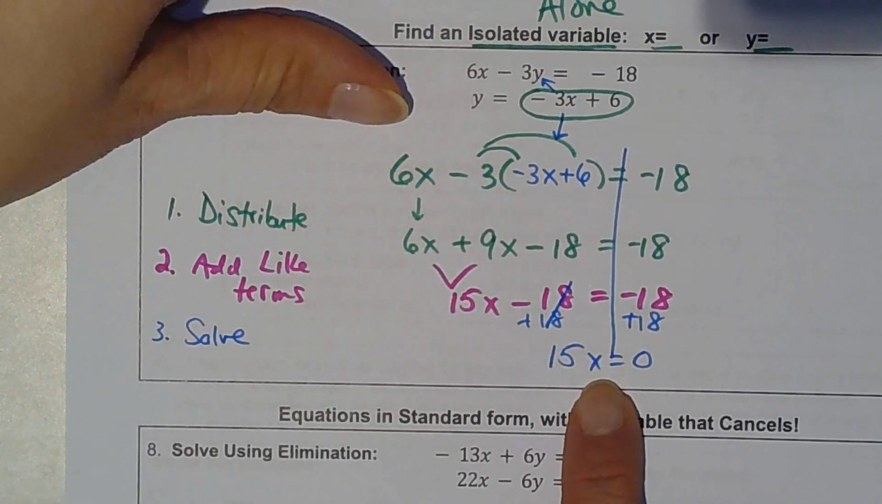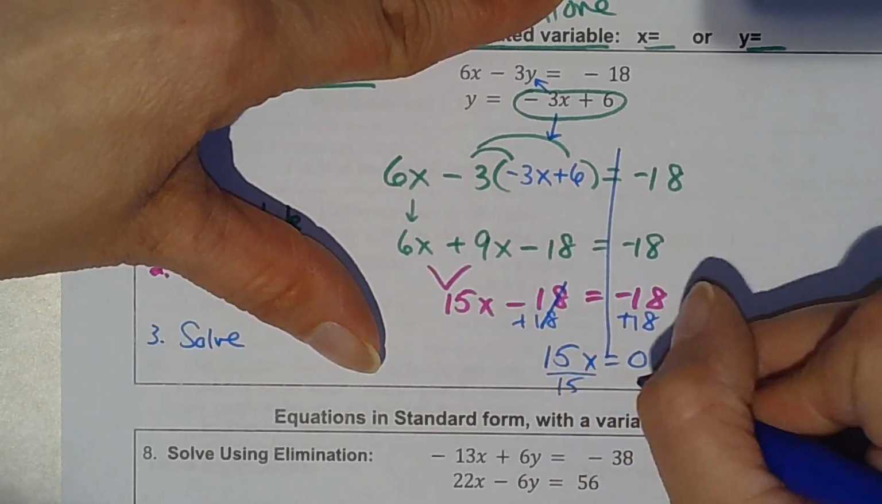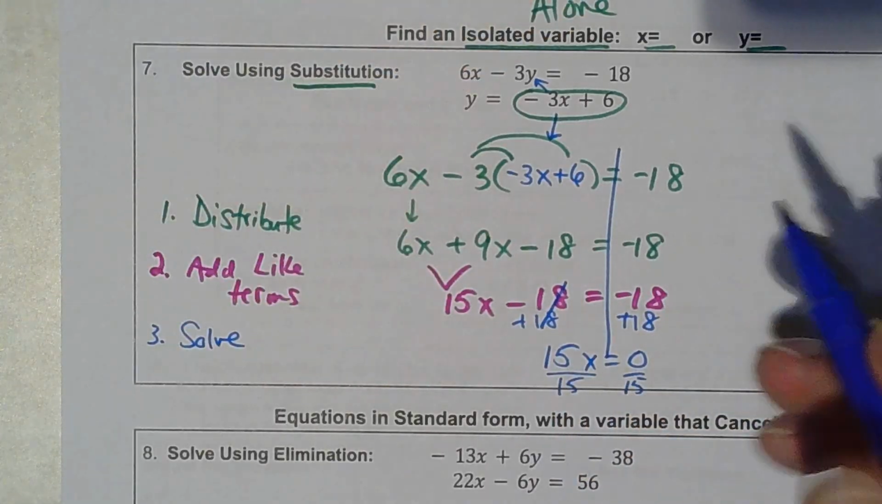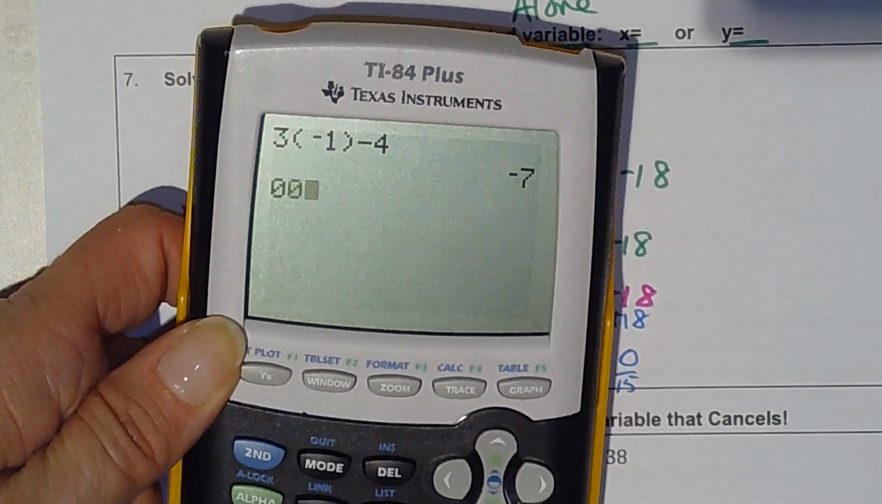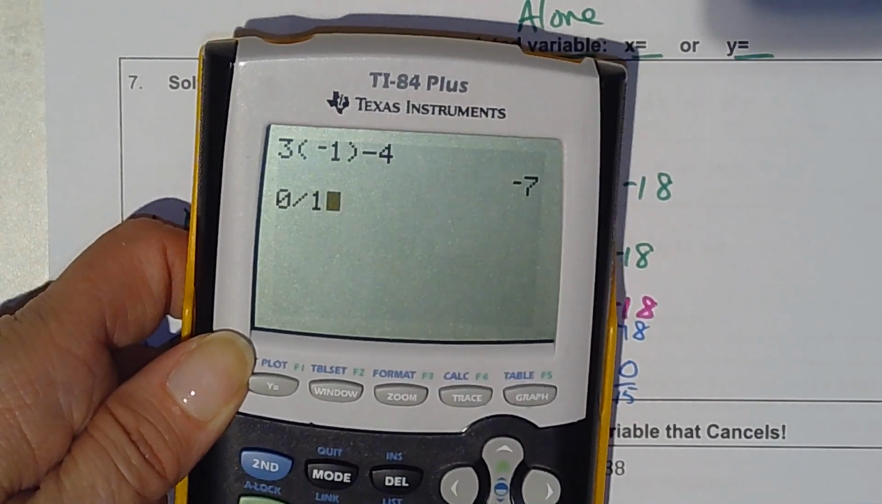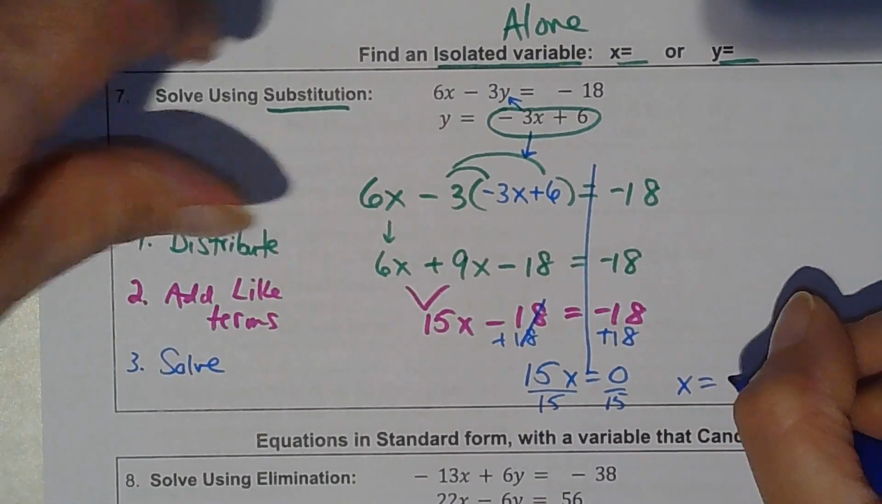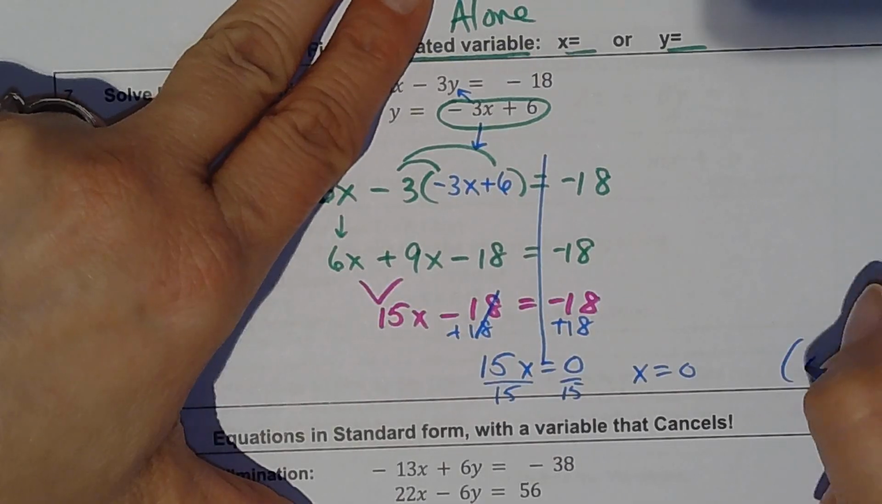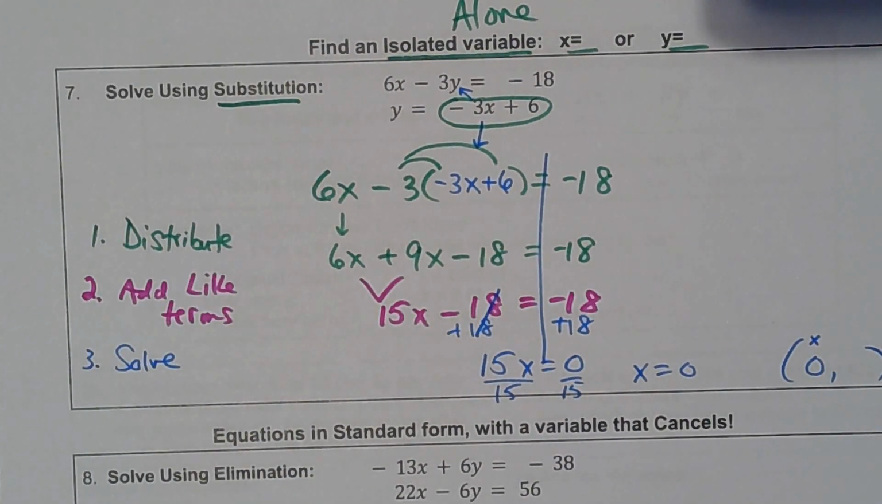If you still have an x, that means we are going to get a solution. When I divide by 15, is that possible? Okay, and the answer is yes. 0 divided by 15 makes a 0. Okay, and so that is a very nice answer for x. Our solution is 0, comma, I have to go find the y.